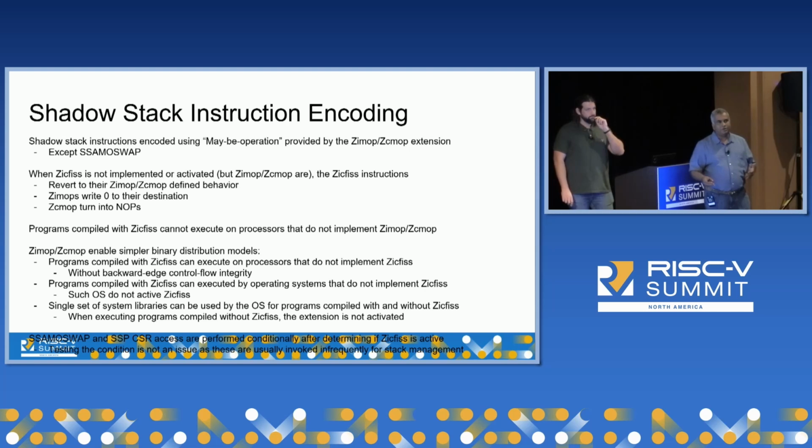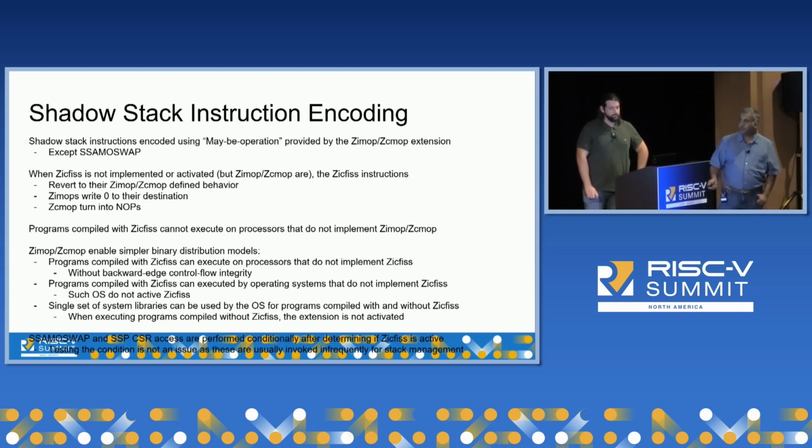So the developer does not need to ship multiple binaries. He can ship a single binary, and that same binary will be able to execute on systems without the extension. Of course, they won't get the security protection, but functionally, it will be able to execute. This is also useful when, say, an application is interoperating with a library compiled with the shadow stack instructions, but the process has shadow stacks disabled, that's fine. You can continue to use the library. Those will just turn into no-ops.